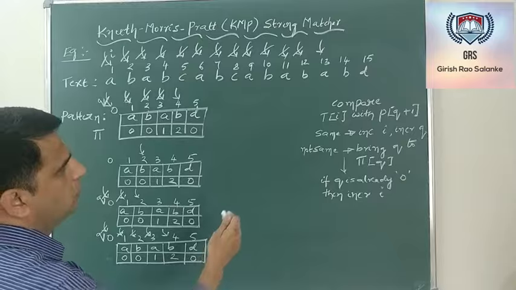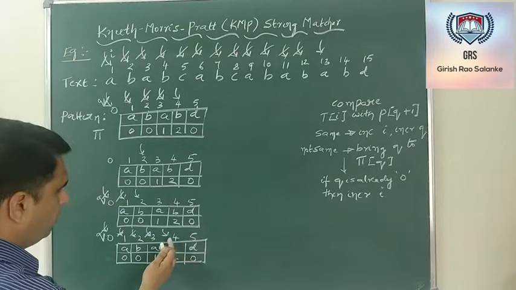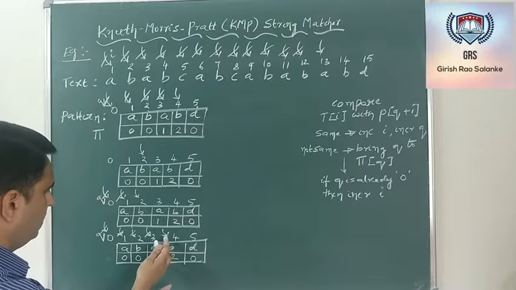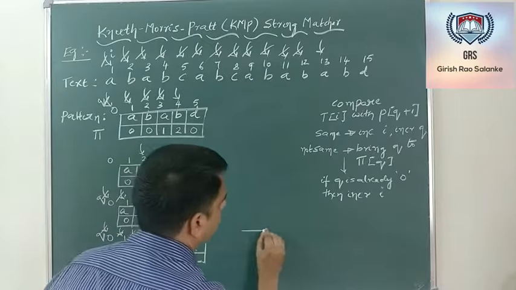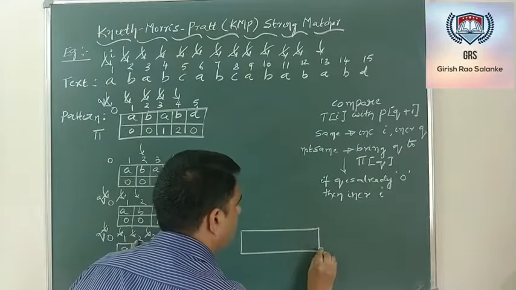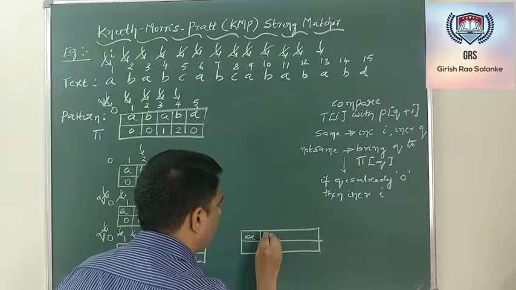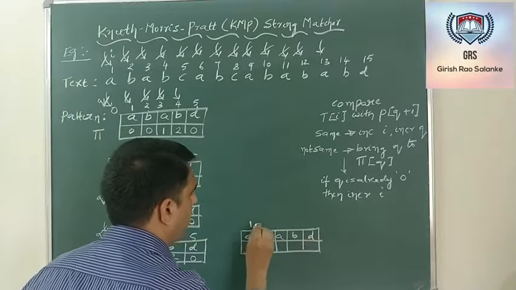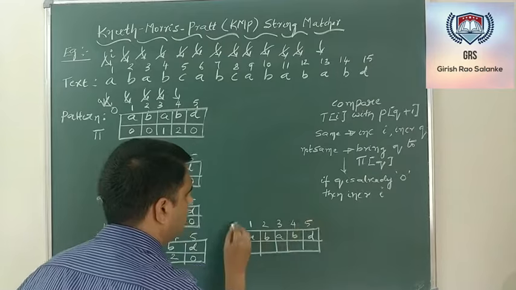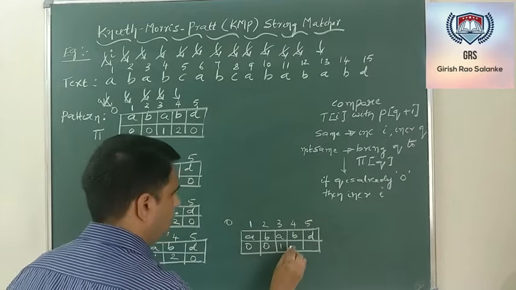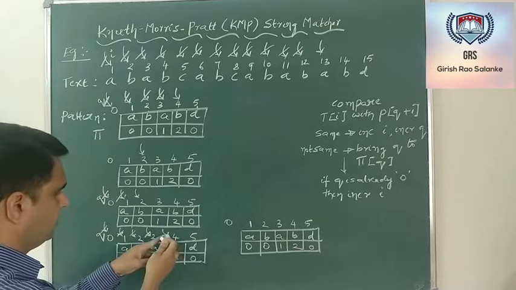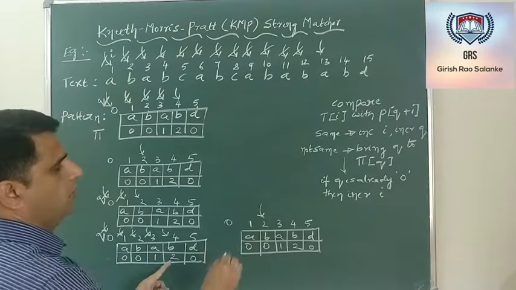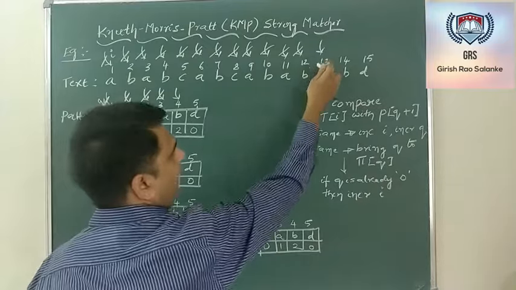Now what you are supposed to do is, both are not same. Now you need to bring the Q value back to pi of Q. Pi of Q is 2. So you need to bring this Q value back to 2. I'll write here. A, B, D. 1, 2, 3, 4, 5, 0, 0, 0, 1, 2, 0. I'll bring back this Q back to 2. This was my Q.